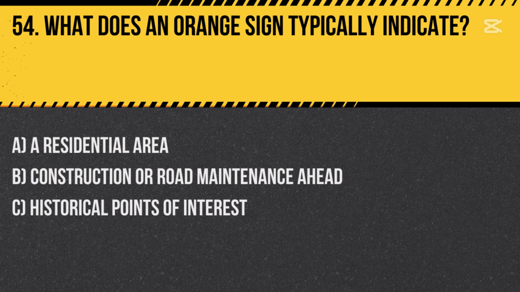Question 54. What does an orange sign typically indicate? A. A residential area. B. Construction or road maintenance ahead. C. Historical points of interest. Answer B. Construction or road maintenance ahead. Orange signs are used to alert drivers to temporary changes in driving conditions due to road work.